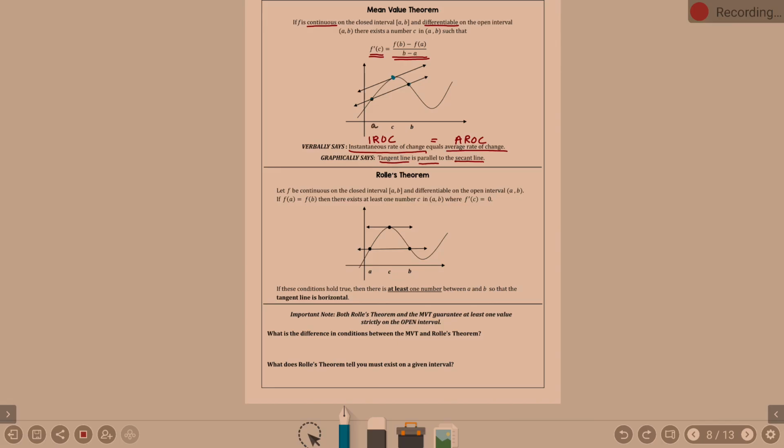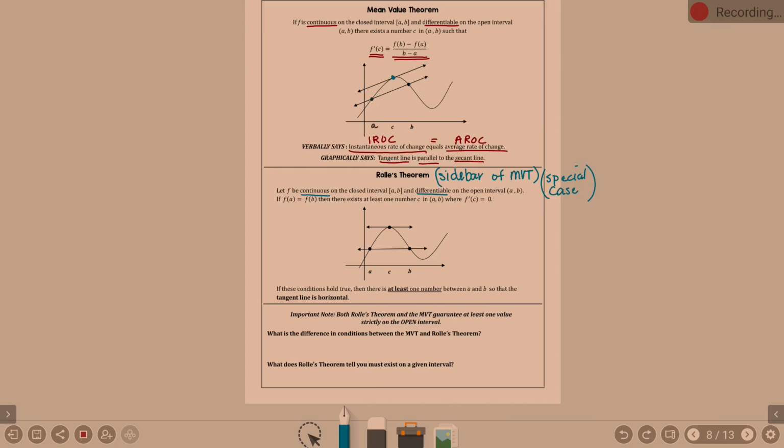Rolle's theorem. Okay? This is a special case of mean value theorem. You sometimes hear it's a sidebar of mean value theorem. Or in other words, it's still mean value theorem, but it's one particular case, so a special case. You'll notice a lot of this reads the same. Let f be continuous on the closed interval and differentiable on the open interval. So still continuous, still differentiable.